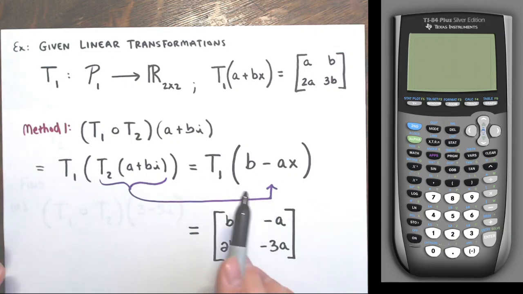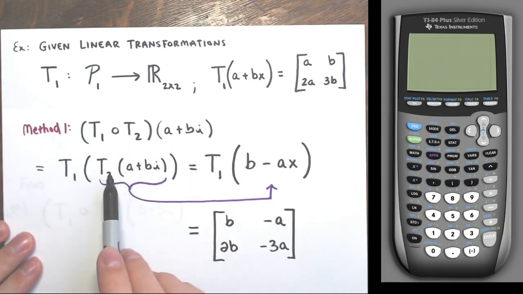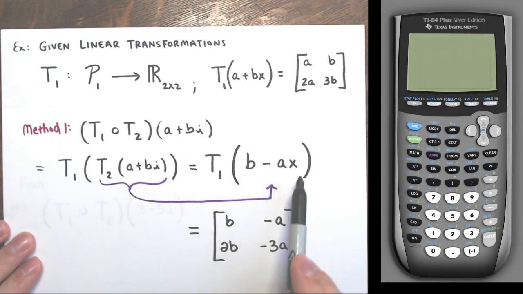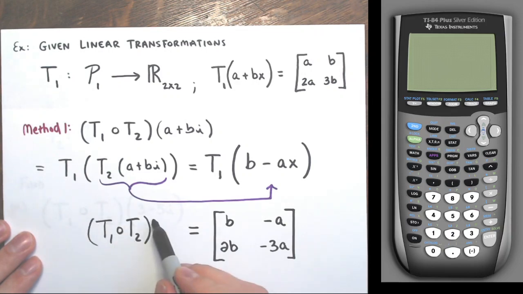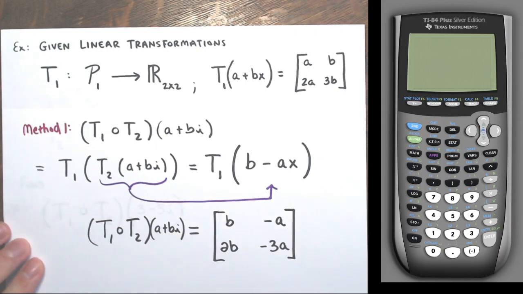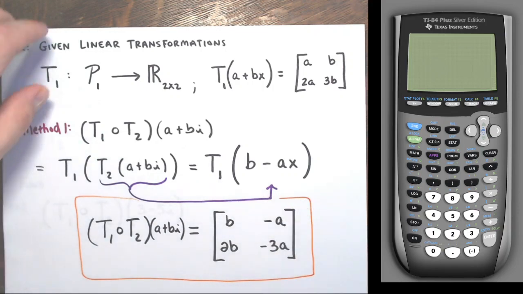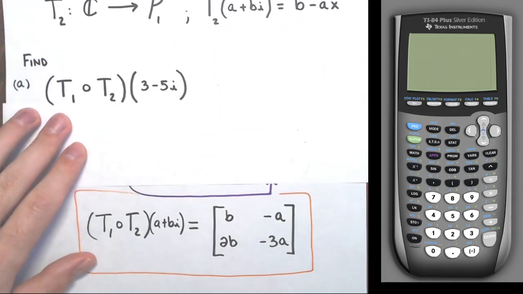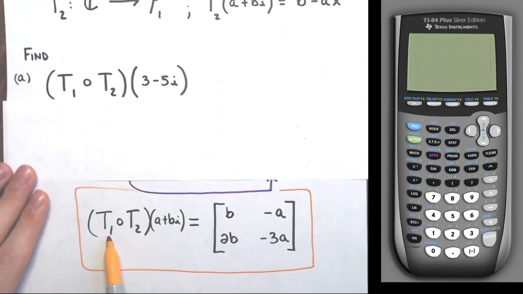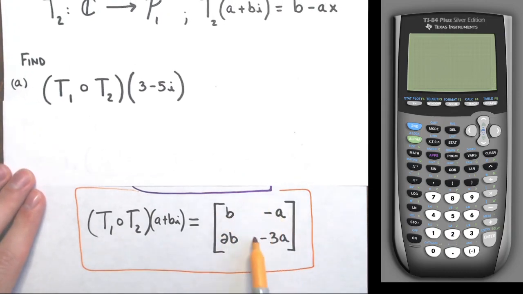And then I've done both, right? I've applied T2 to a plus bi, and then I applied T1 to b minus ax, giving me my final output. So this here is T1 composed with T2 at any complex number a plus bi. All right, so now all I need to do is apply this rule. Here's the rule for T1 composed with T2 at some complex number a plus bi. It gives me this output, this 2 by 2 matrix.